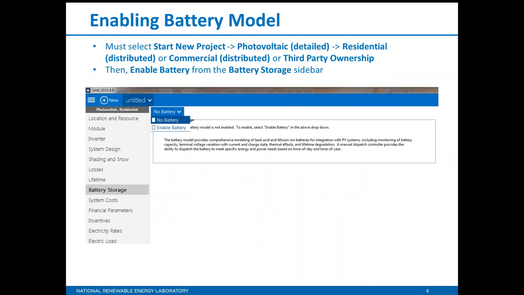The first thing that you have to do in order to use the battery model is to start a new project, and you have to select a detailed photovoltaic case, and then you have to choose between one of 3 financial options. This is where the battery model is in SAM. It's either in the residential, commercial, or third-party ownership systems. Then on the sidebar here, you can see the battery storage tab highlighted. Within that page, you have to click Enable Battery on the top, and that's going to get you the list of inputs that you need.